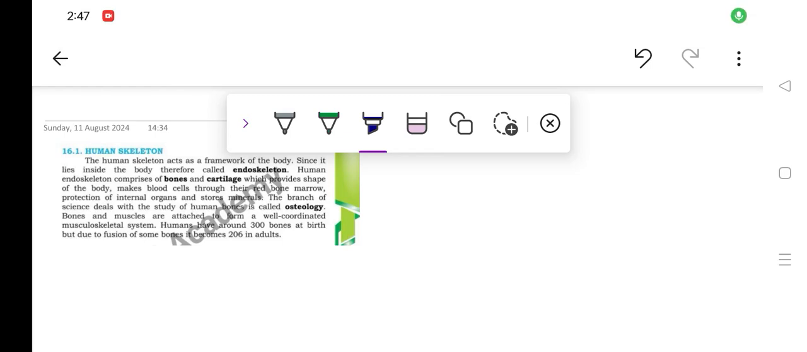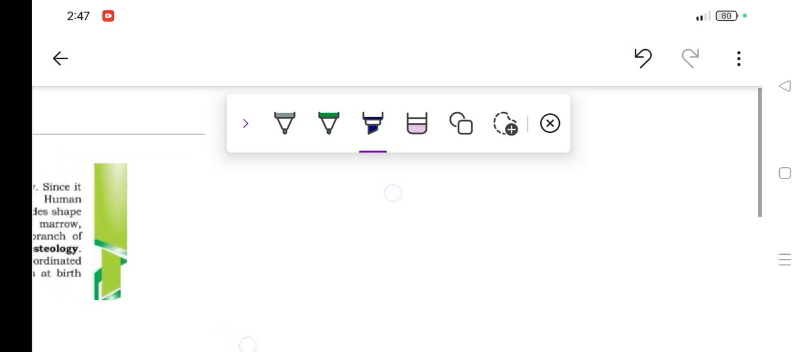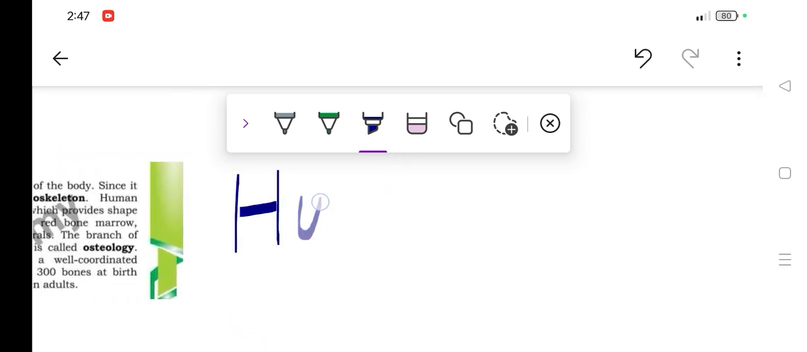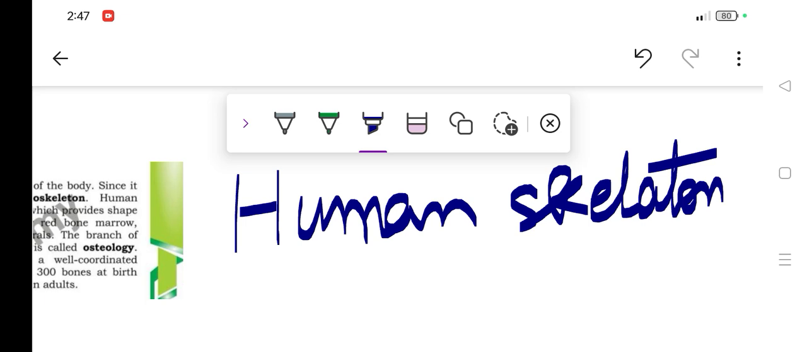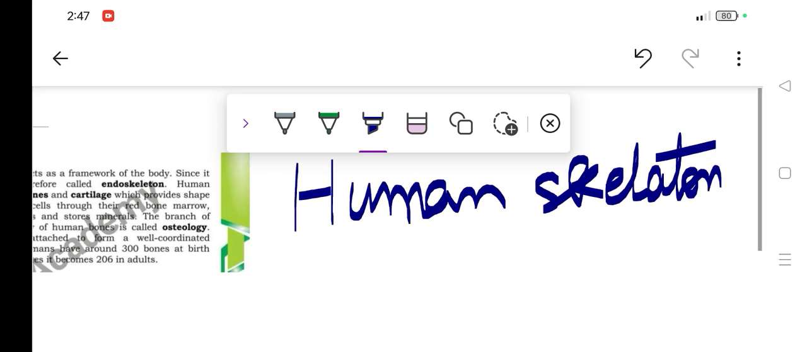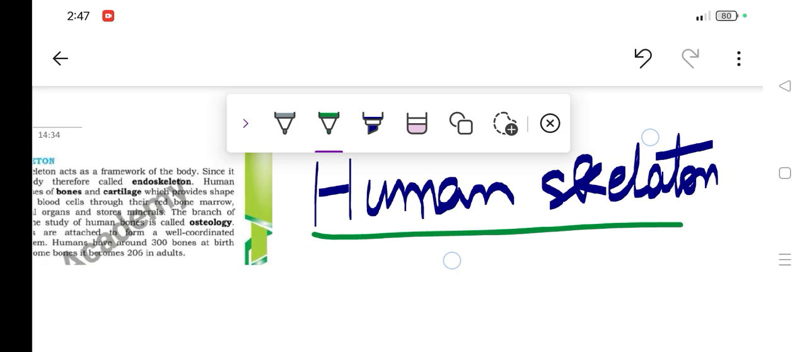So in the last video we discussed the new chapter, which was movement and muscle. Today we'll go with the human skeleton. Basically, this chapter is divided into two parts: muscles and joints, and the second one is the skeleton. So we'll cover the first category as written in the book, that's about the human skeleton. We'll do it in detail. So let's start.